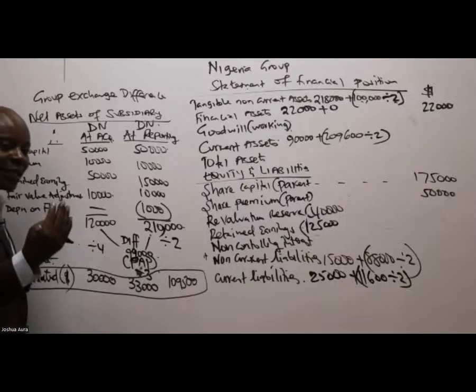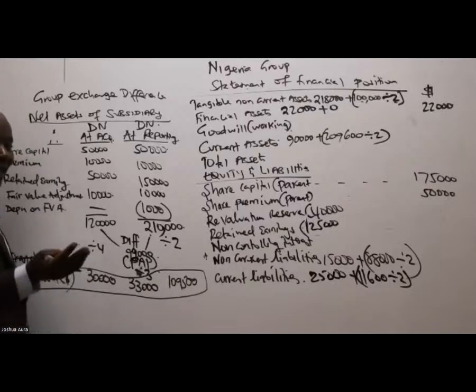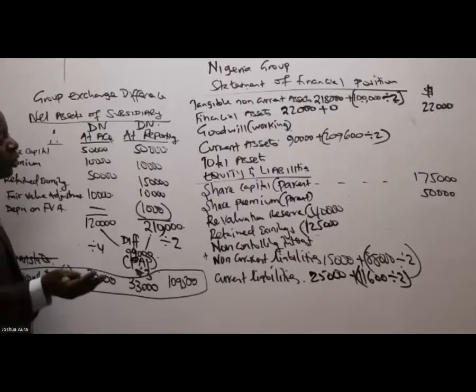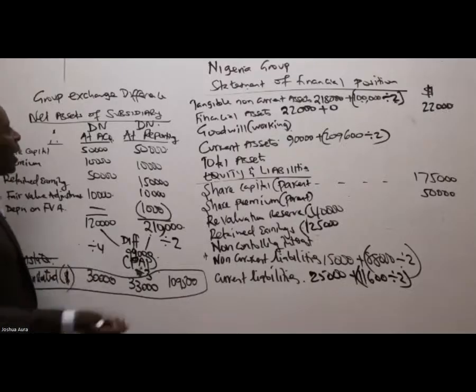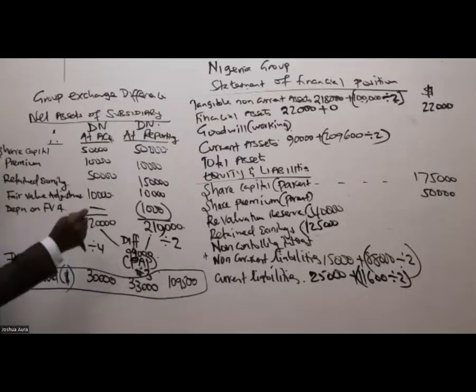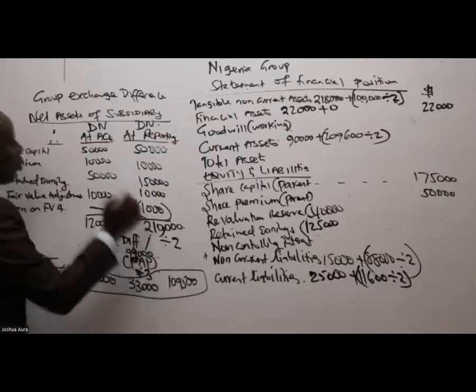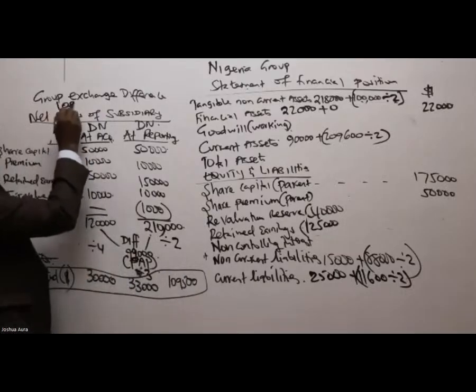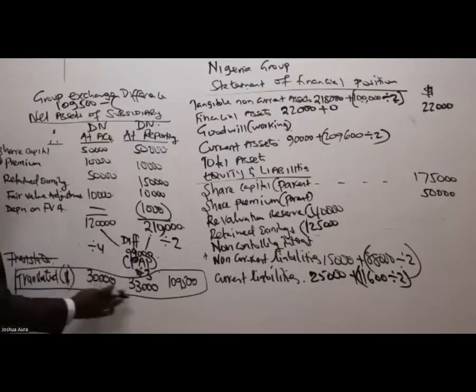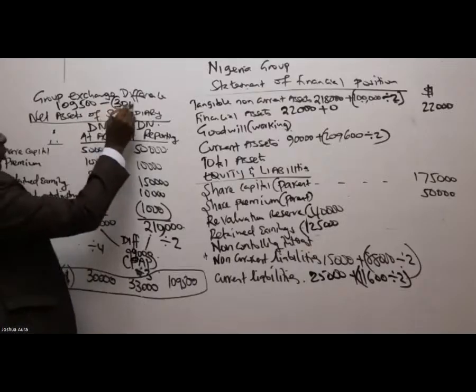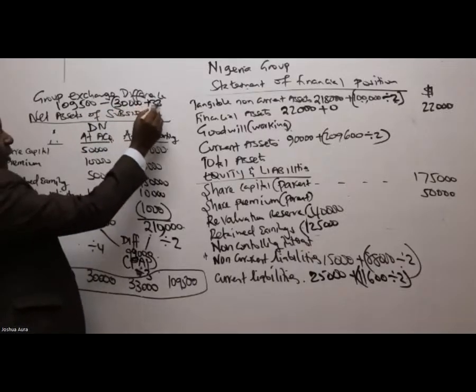That is an exchange gain. So then how do we get this group exchange difference? I will take the closing, 109,500. I subtract the sum of these two. So we are talking of 30,000 plus 33,000.